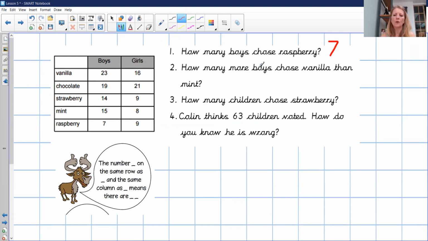How many more boys chose vanilla than mint? So again, I'm only needing to look at the boys column, and I need 2 bits of information for this one. So I need how many chose vanilla and how many chose mint. So vanilla is 23 and mint is 15.